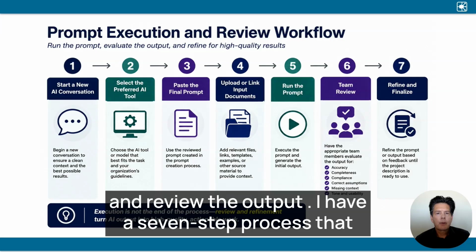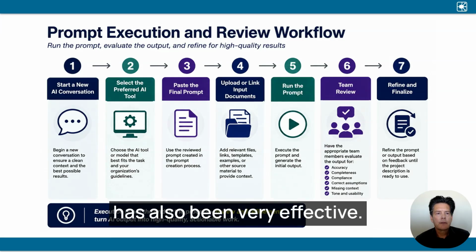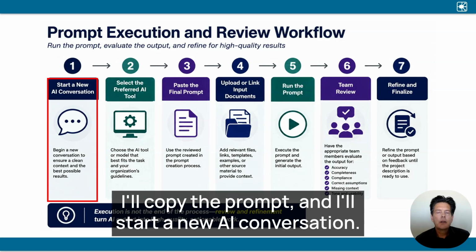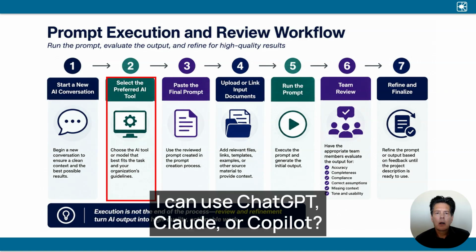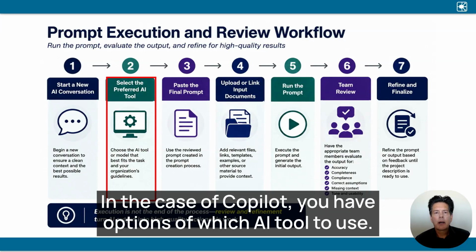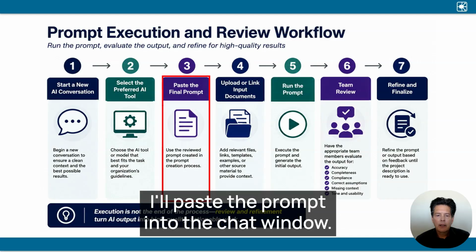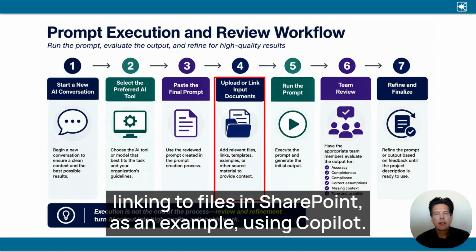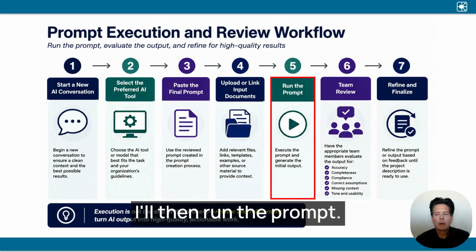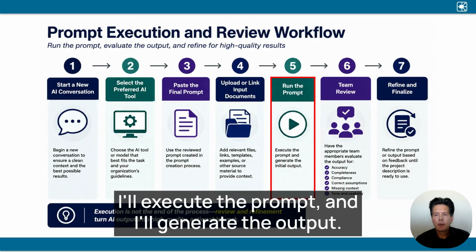I have a 7-step process that has also been very effective. I'll copy the prompt and I'll start a new AI conversation. I'll then select the preferred AI tool. I can use ChatGPT, Claude, or Copilot. In the case of Copilot, you have options of which AI tool to use. I'll paste the prompt into the chat window. I'll add any relevant files, either by uploading those files or linking to files in SharePoint, as an example, using Copilot. I'll then run the prompt. I'll execute the prompt and I'll generate the output.